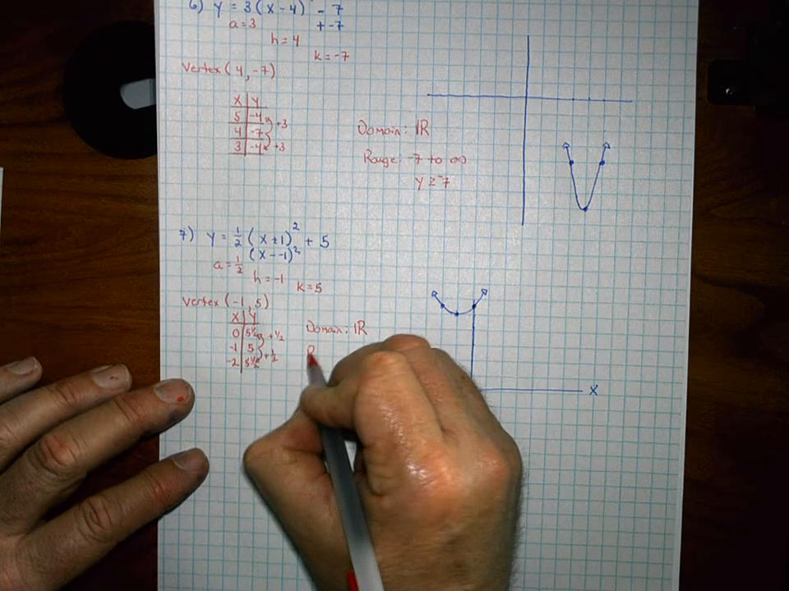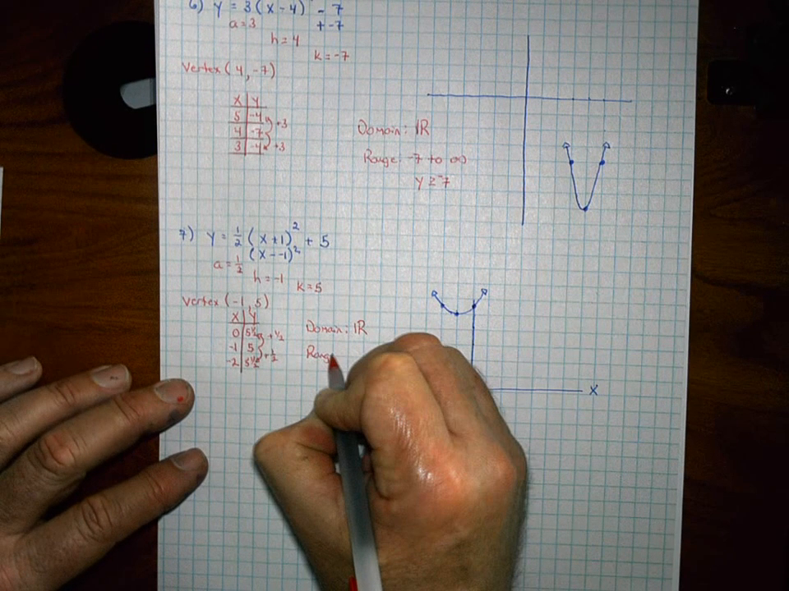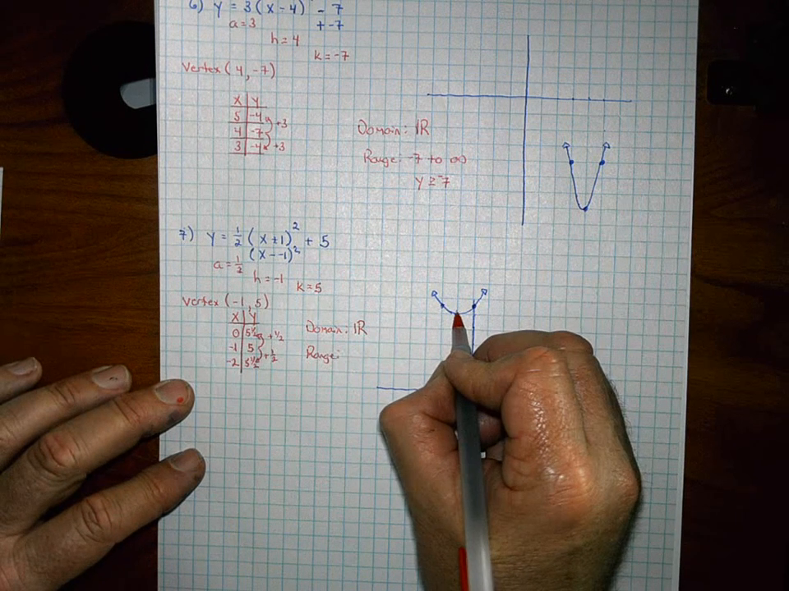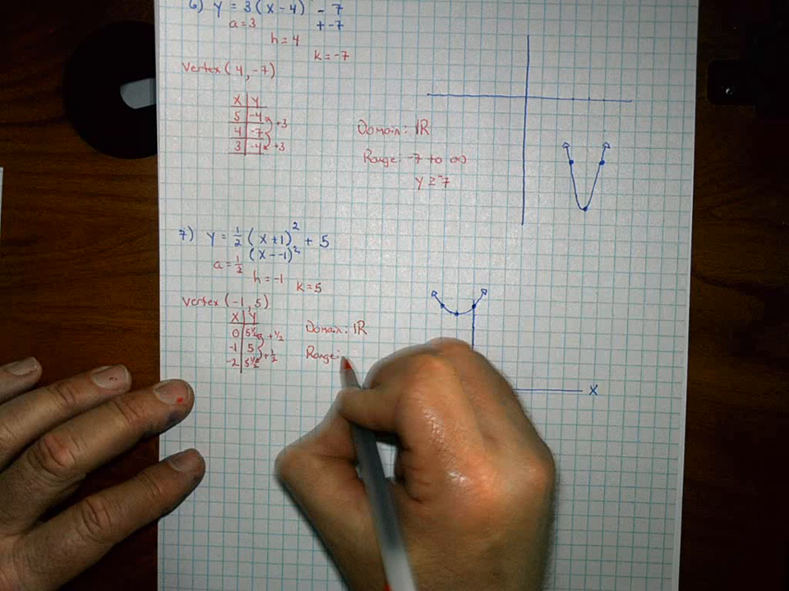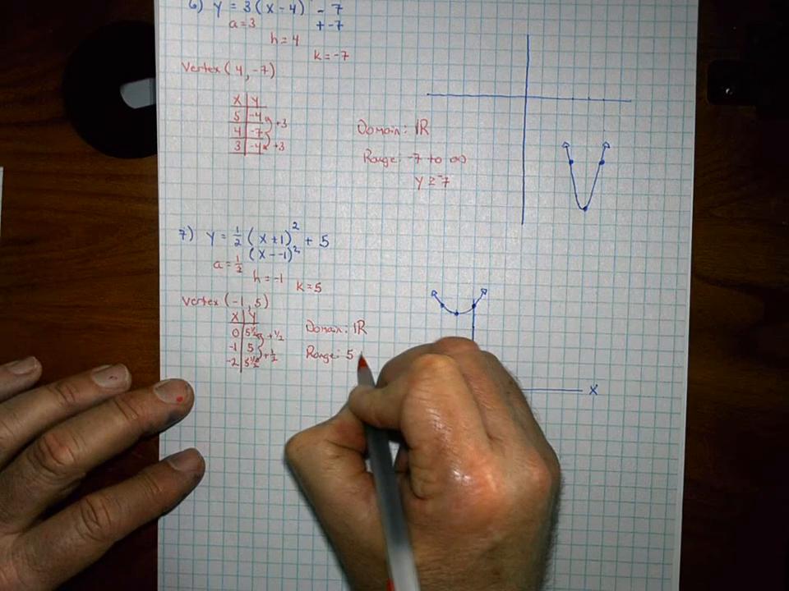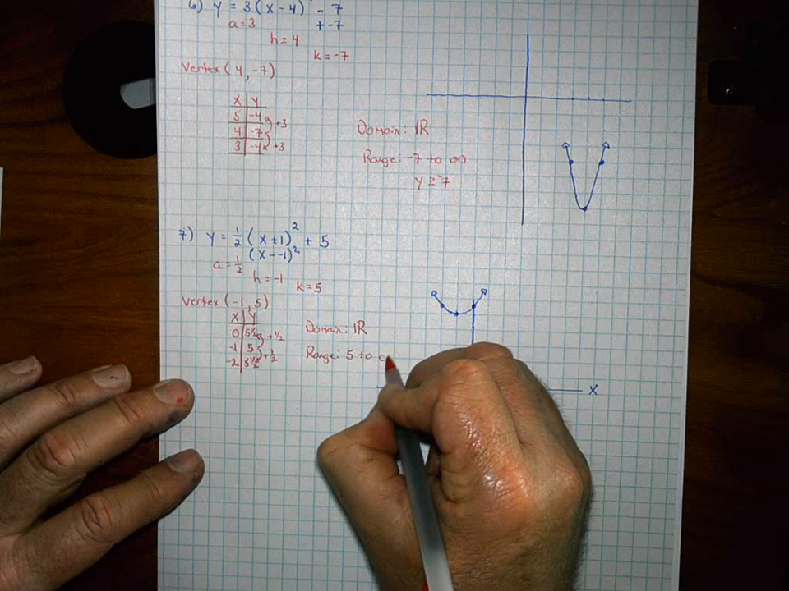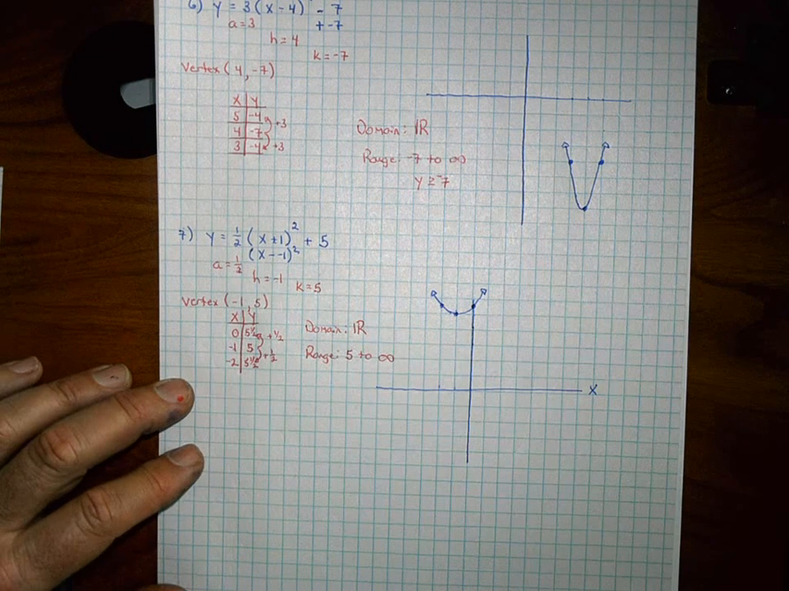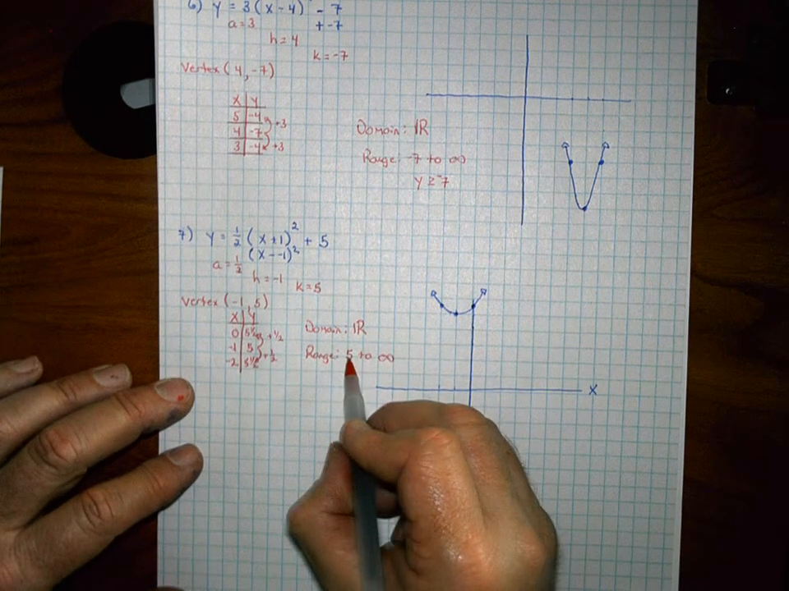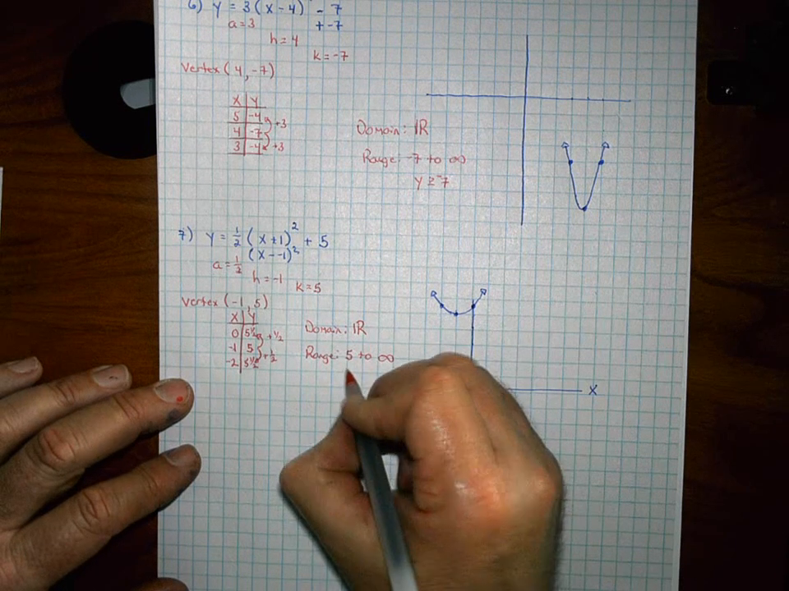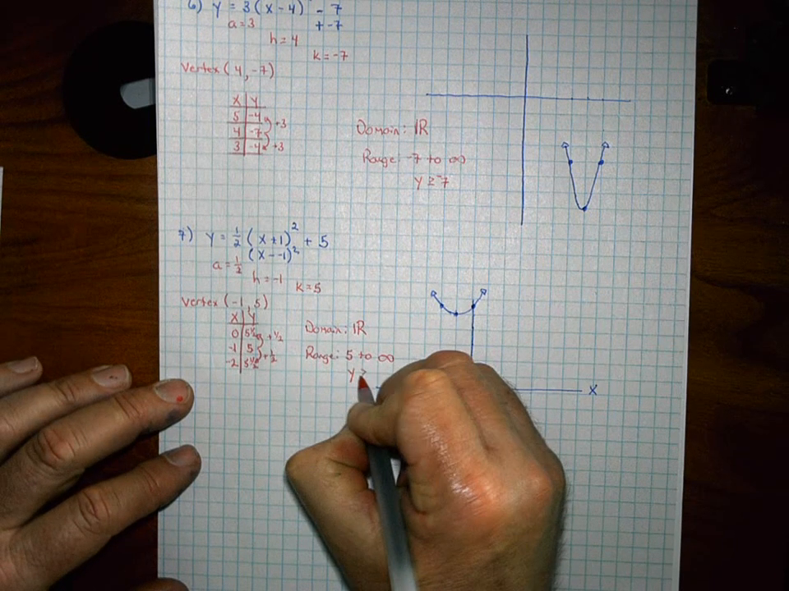What is my range? How far does this graph go down? Well, it stops right there, which is at 5. So it goes down to 5. How high does it go up? Well, it keeps going up continuously, so my range is 5 to infinity. So that means my range is 5 or anything greater than or equal to 5. The way I write that is y is greater than or equal to 5.